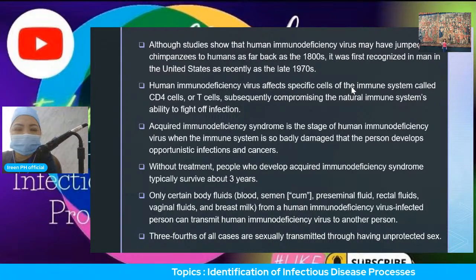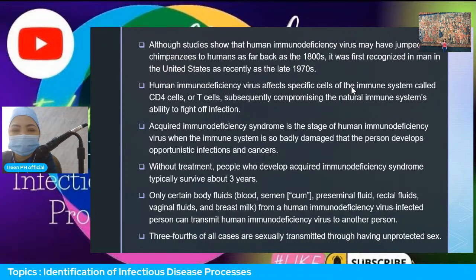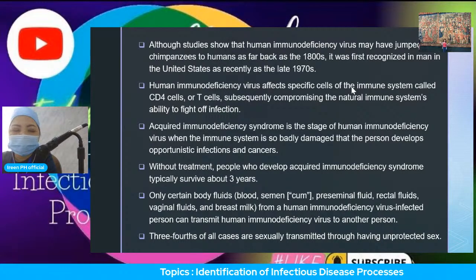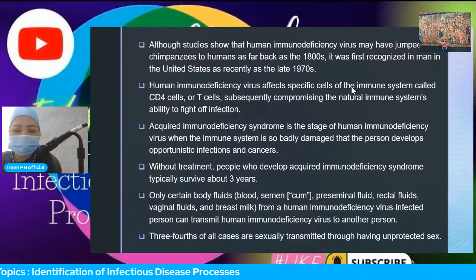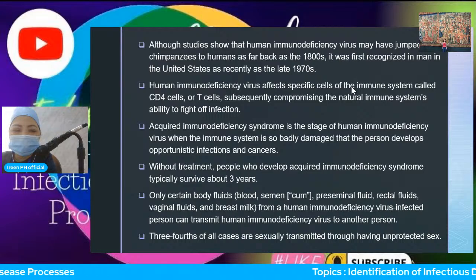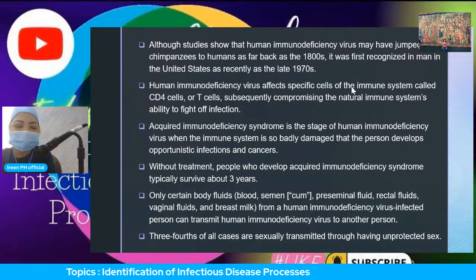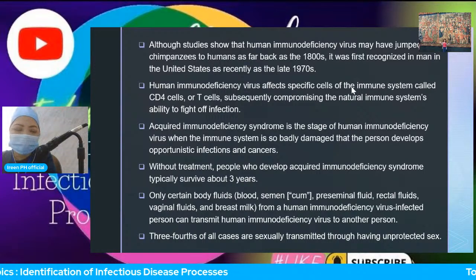chimpanzees to humans as far back as the 1800s. It was first recognized in a man in the United States in the late 1970s. This is our story. Human immunodeficiency virus affects specific cells of the immune system called CD4 cells or T cells, subsequently compromising the natural immune system's ability to fight infections.